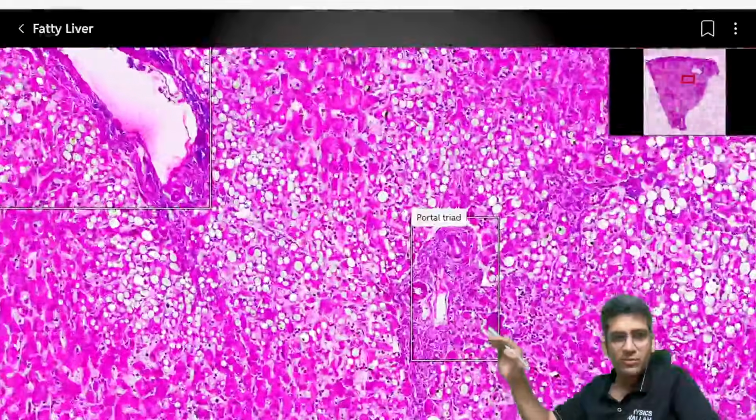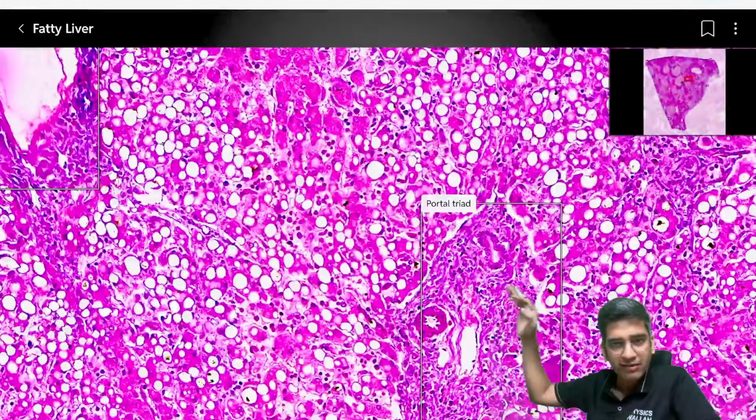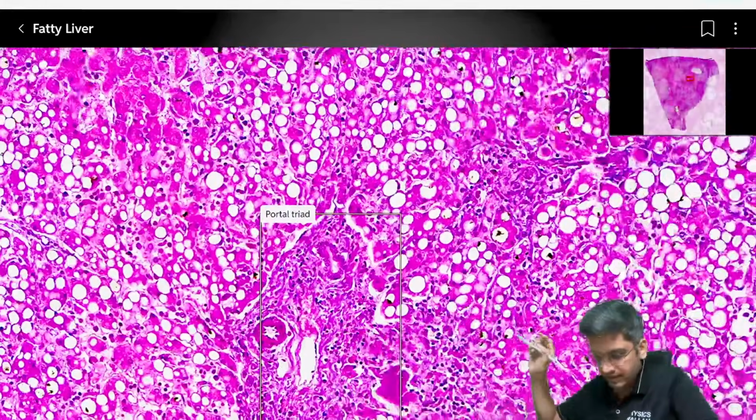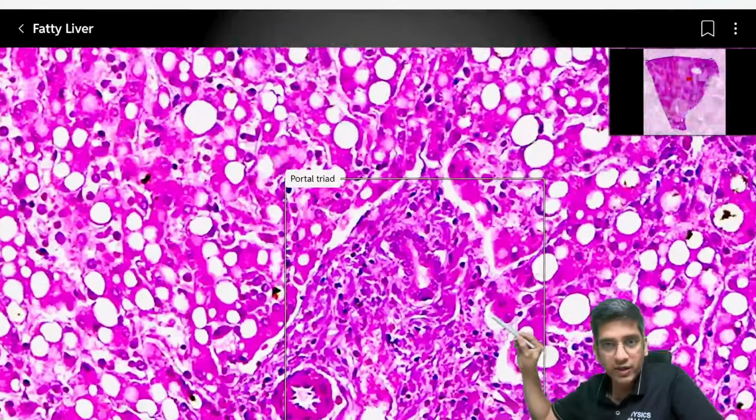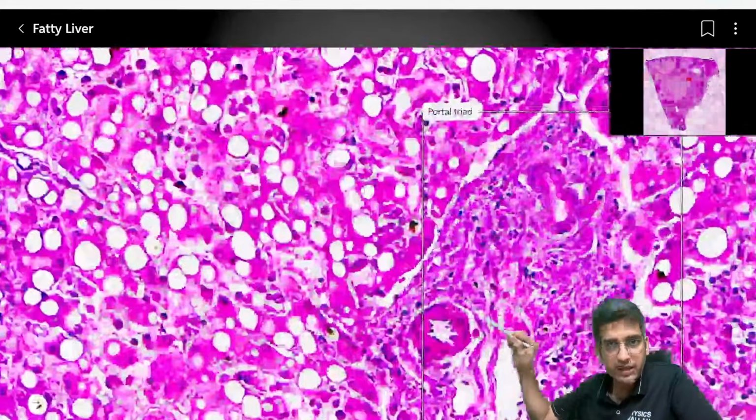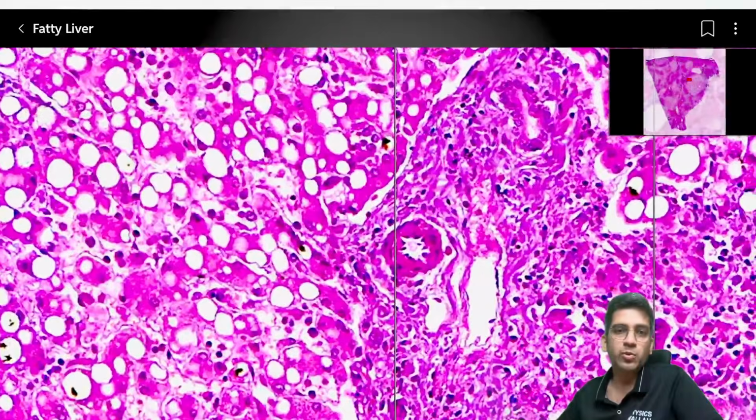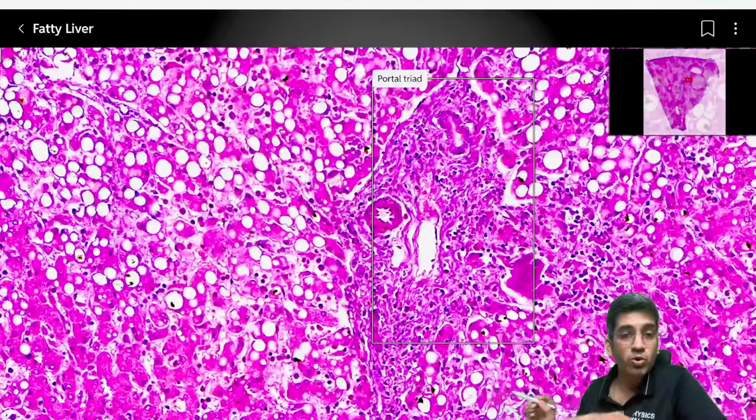Look at the beautiful portal triad. It will have artery, vein, and the biliary radical, right? I'll zoom it further. Okay, perfect. Biliary radical, artery, vein. That's a portal triad, right? Liver will have portal triad.